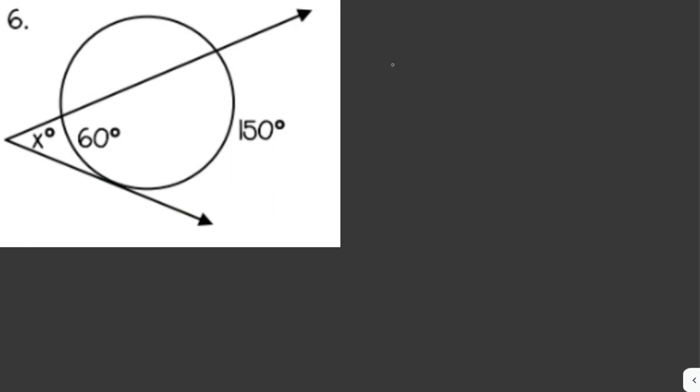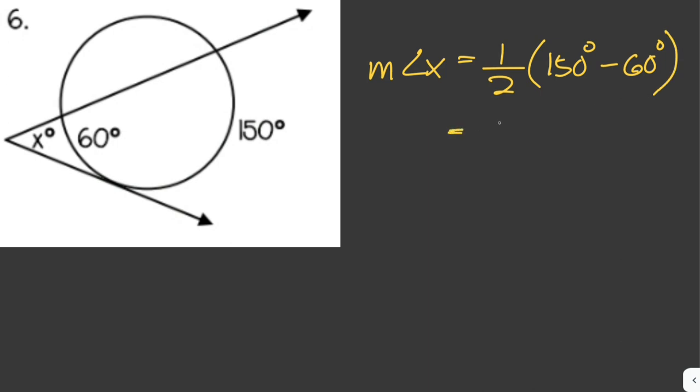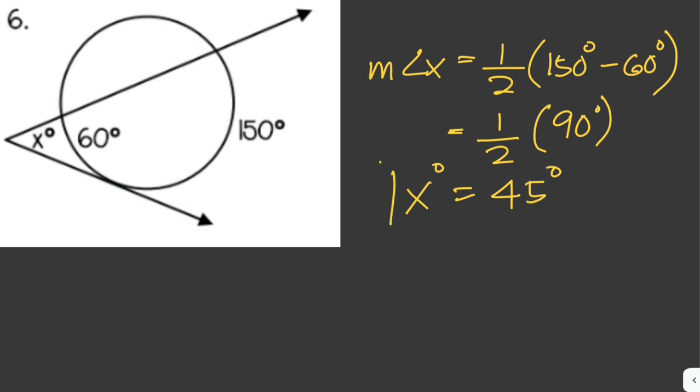So the measure of angle x is equal to 1/2 of the difference of the major arc, which is 150 degrees, and the minor arc. So that is 1/2 of 150 minus 60. This is just 90 degrees. Therefore, x degrees here is equivalent to 90 divided by 2, which is 45 degrees.